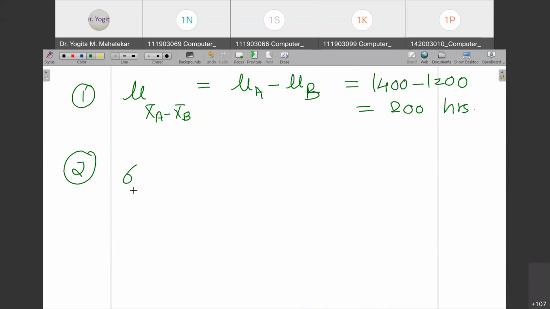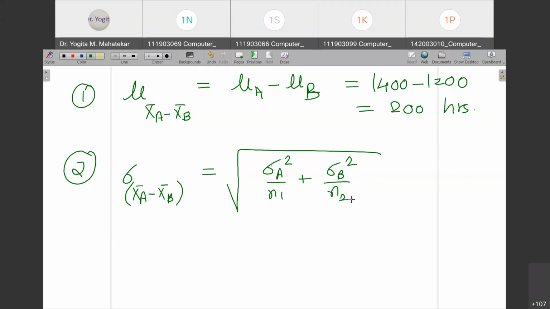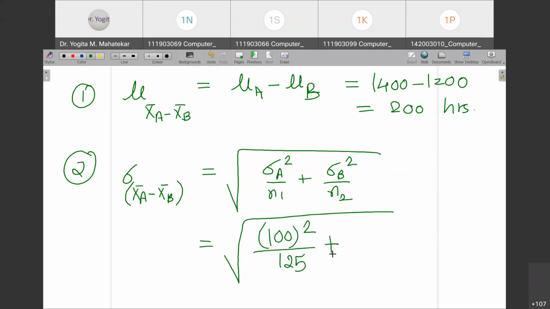Secondly, sigma of XA bar minus XB bar. Both are in the suffix. It means I'm finding the standard deviation of the difference of means, which is the square root of sigma A square by N1 plus sigma B square by N2. What is sigma A square? N1, the sample size, is 125, which we have already noted. What is sigma B, the standard deviation of the second manufacturer's bulbs? Do it on your calculator and tell me the answer.